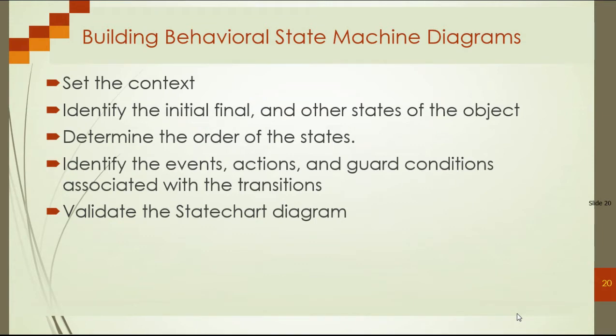Then determine the order of the states. Also identify the events, the actions, and the guard conditions of the whole system, and finally validate the state chart based on the requirements of the system.